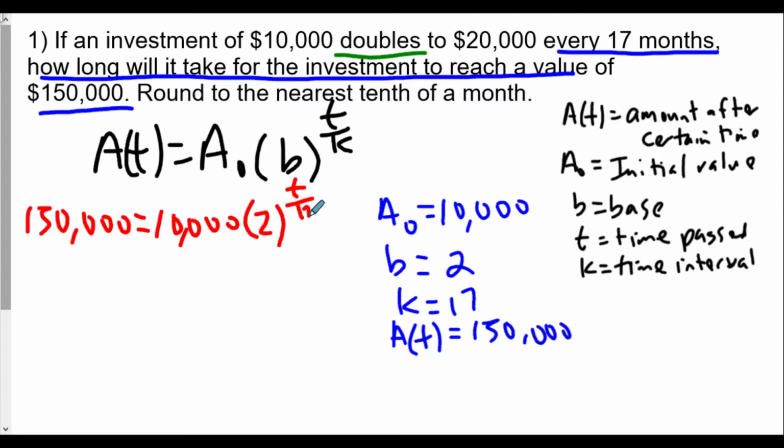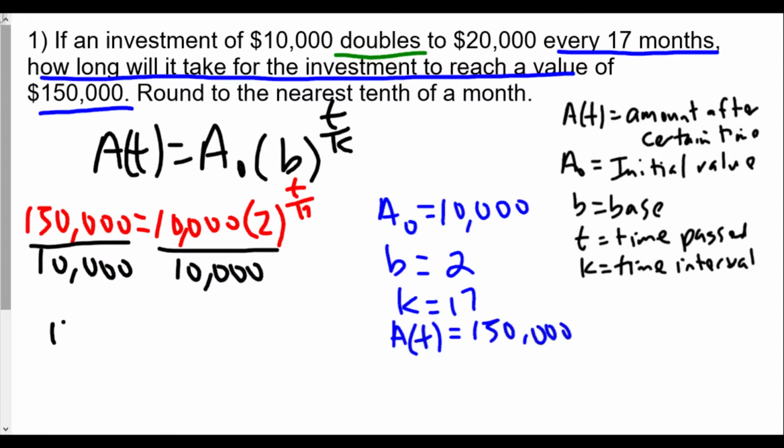We see in this case the variable is an exponent, so we know we're going to use logs someplace. But before we use logs, we're going to divide both sides by 10,000, because we want to get that base by itself. When we divide 150,000 by 10,000, we get a value of 15. And 15 is equal to 2 raised to t over 17.